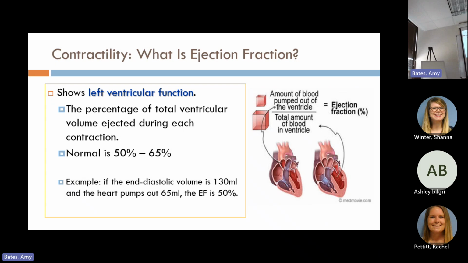How you calculate that is the amount of total blood in the ventricle, and then how much is actually pumped out of the heart. So if you have 130 mLs, but you actually pump out 65 mLs, your ejection fraction is 50%. You're ejecting out 50% of what was in your left ventricle. We calculate that with an echocardiogram, and it gives us a good idea of how well that heart is pumping. So normal is 50 to 65%.